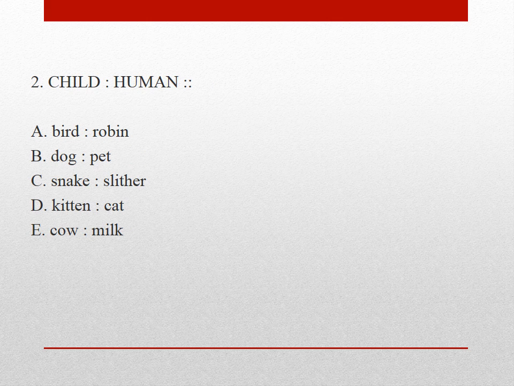Number 2. Child is to human as A. Bird is to robin. B. Dog is to pet. C. Snake is to slither. D. Kitten is to cat. E. Cow is to milk.